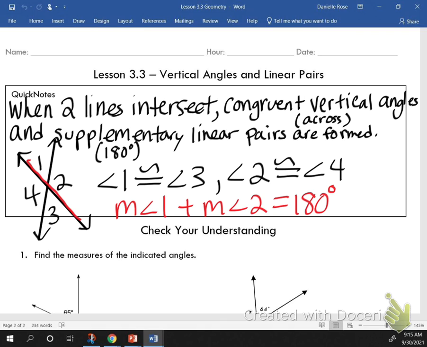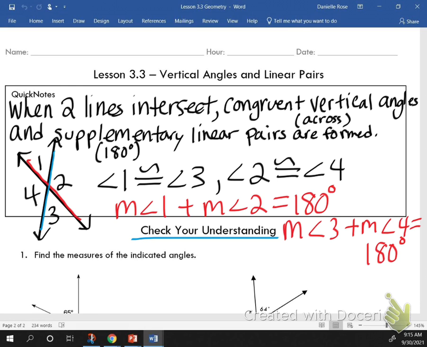Can anyone identify another pair? Tell me the angles that are a pair. Yes? Measure of angle 3 and 4 would add together. The measure of angle 3 and 4 would add to be 180. Any other pairs that would add to be 180 or a line? 1 and 4 add to 180, and 2 and 3 add to 180. Okay? So when it says list all of them, you would list all of them. Any questions on the quick notes here?